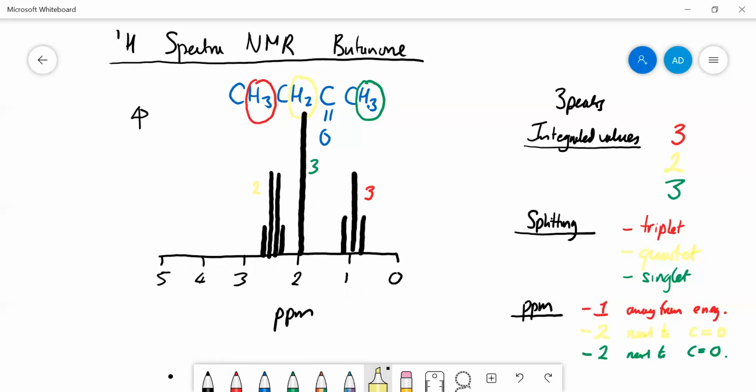Right, now you may think, why the green and the yellow, shouldn't they both have a ppm of about 2? Well, you'll notice that normally whenever you have a CH2 hydrogen, it's always got a slightly higher ppm than if you have a CH3 hydrogen. So that's why this one would actually be slightly to the left of that one. Don't worry too much about that. So that is what your spectrum for butanone would look like.